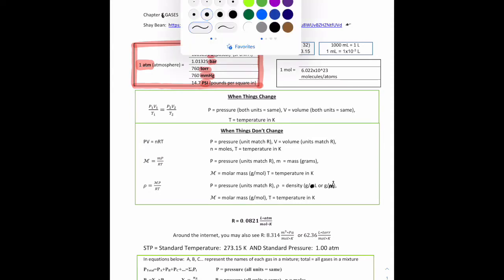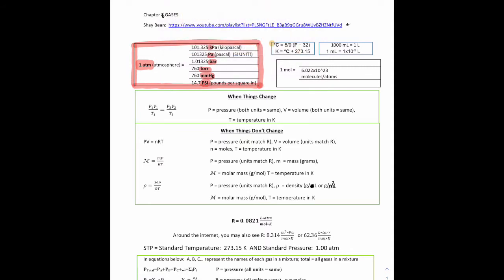Other things we need to know for this chapter. We're going back to this section about temperature. You learned how to convert Fahrenheit into Celsius. You just subtract 32 and then multiply it by 5/9 to get it to Celsius. And then you learned about Kelvin. All of the temperature in this chapter is going to have to be in Kelvin.